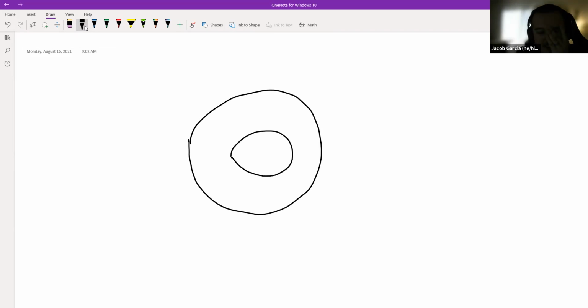So here we have an annulus. And Raul, where do you want the base point?